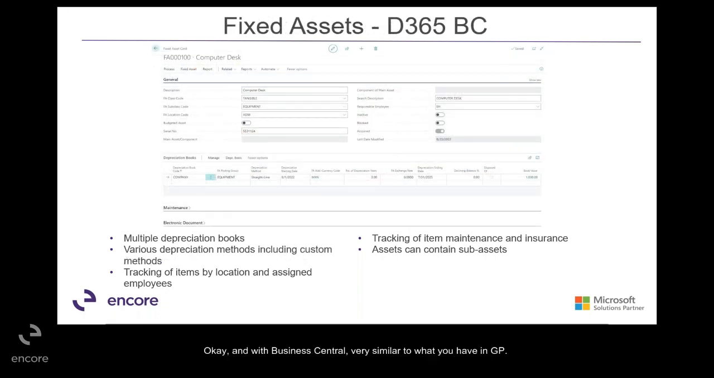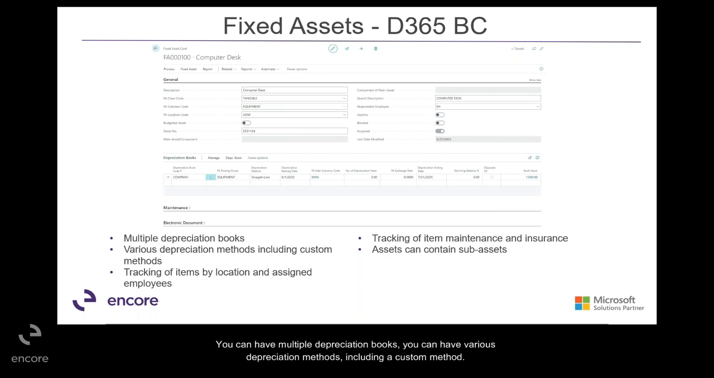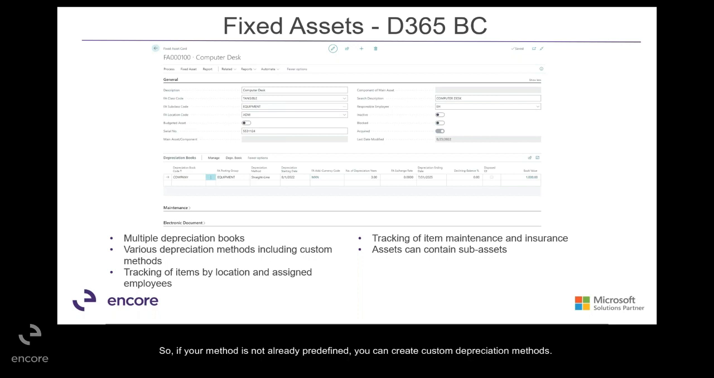Okay, and with Business Central, it's very similar to what you have in GP. You can have multiple depreciation books. You can have various depreciation methods, including a custom method. So if your method is not already predefined, you can create custom depreciation methods.